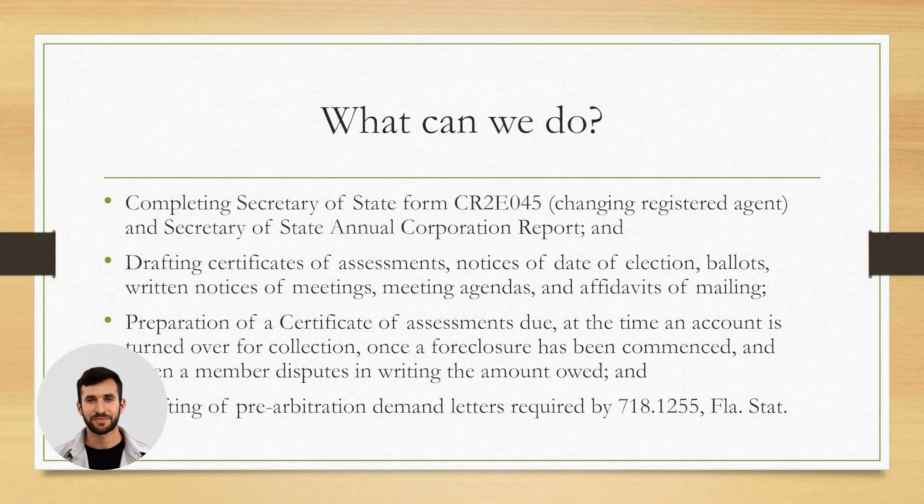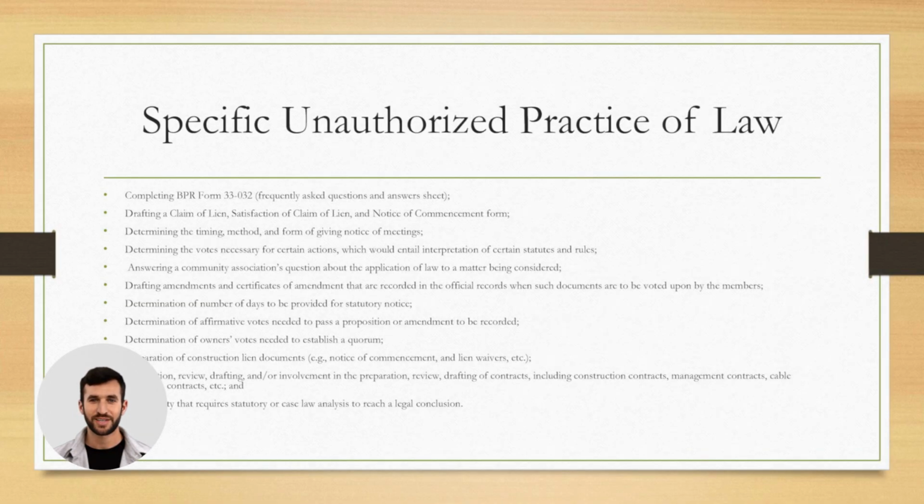There are some items that have been determined to be clerical that management companies can do. This includes completing the annual report, the collections policy, up to the point of a lien being filed, and simple notices. This is a list of some of the more common, specifically prohibited, unauthorized practices of law. These include determining the votes needed for certain actions, as well as the timing and methods for notice. At Newell, if an item falls into any of these categories, the manager will let the board know that they would need to contact an attorney.